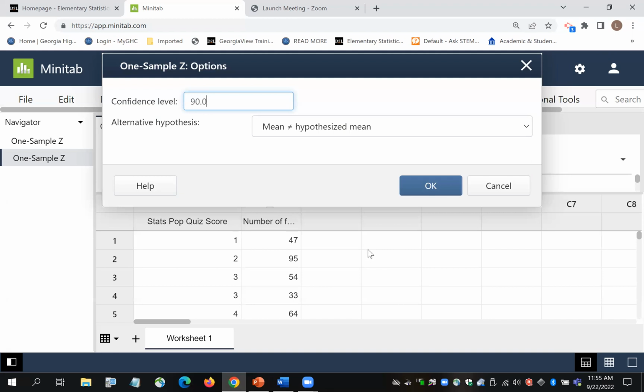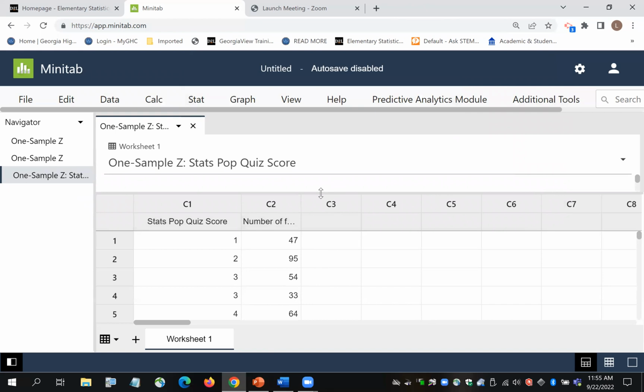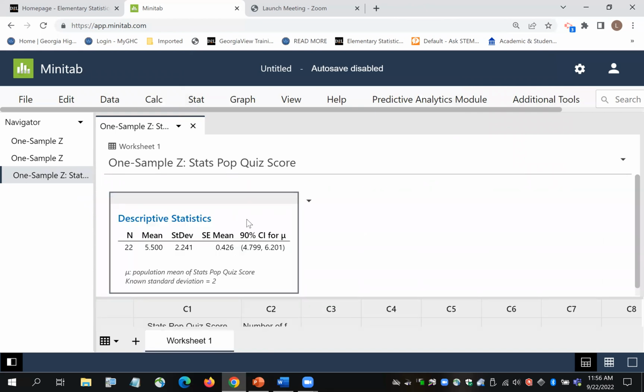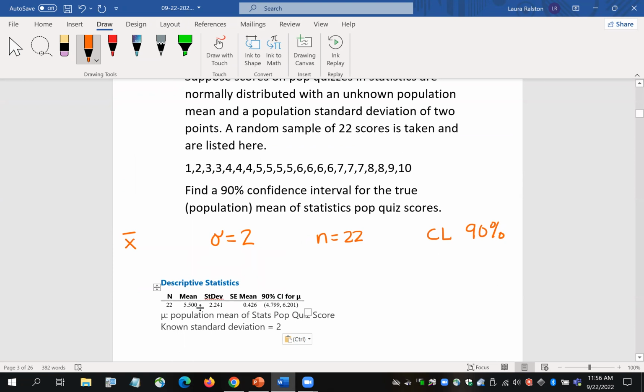The alternative hypothesis is always not equal. We click OK twice. And my results appear the same way as they did before. One of the benefits is I now have the mean for that list of 22 data values. I also have the standard deviation, and I have the adjusted, or the central limit theorem, standard deviation.